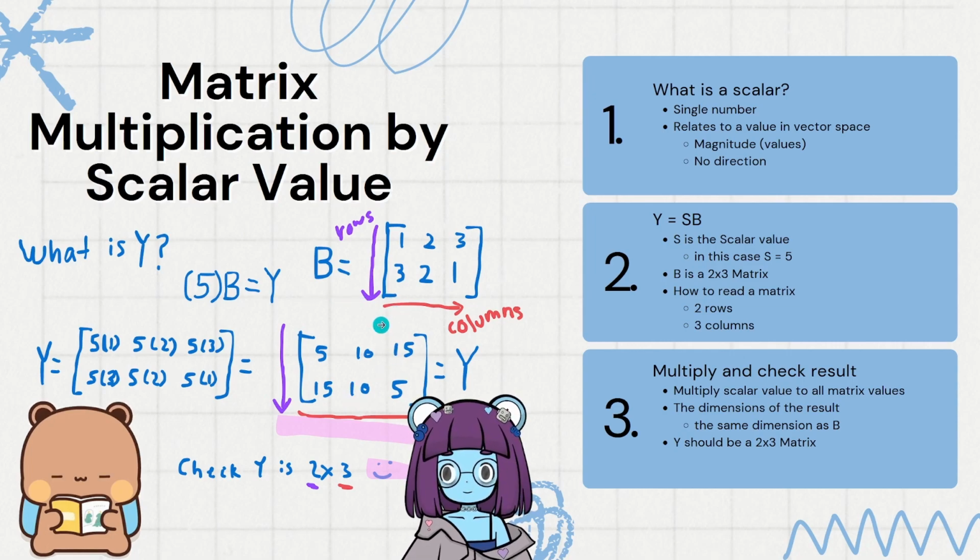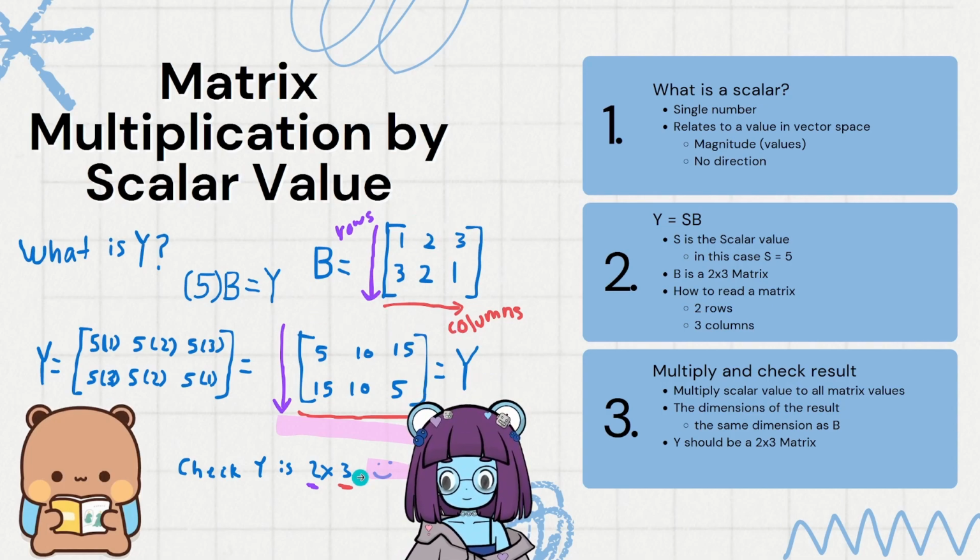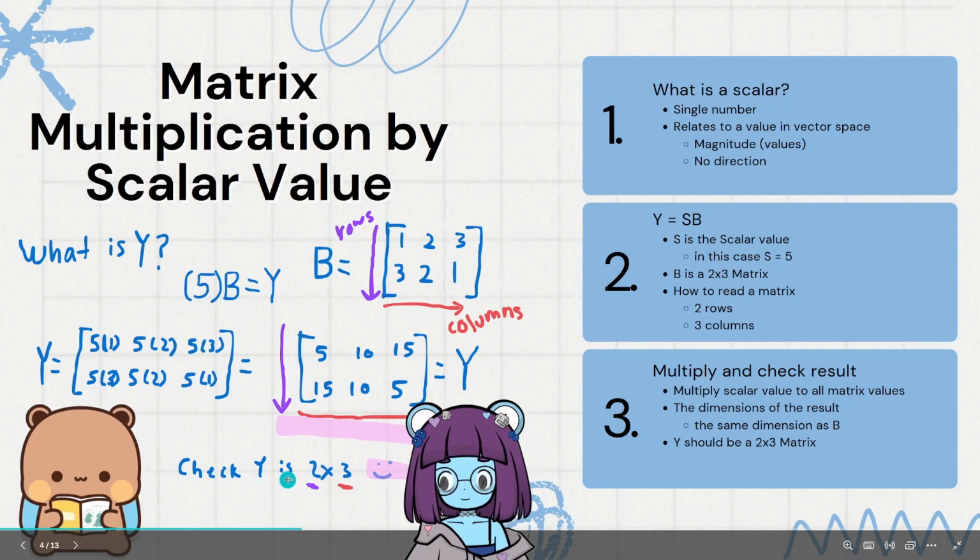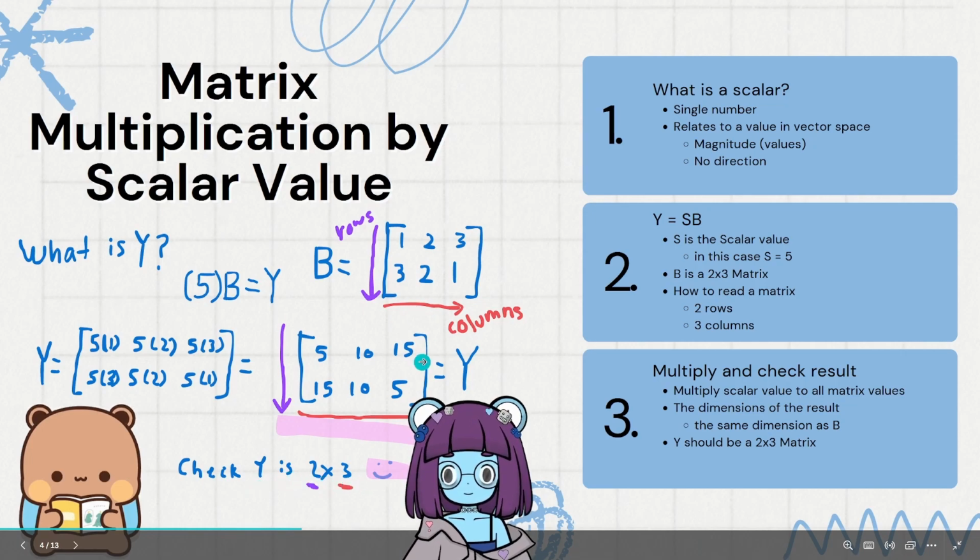Once you get the result, you can check if it is the same dimensions as B, as the final matrix product should be the same dimension as B when multiplying by a scalar value. So we check y is indeed 2x3. So yay, it looks correct.